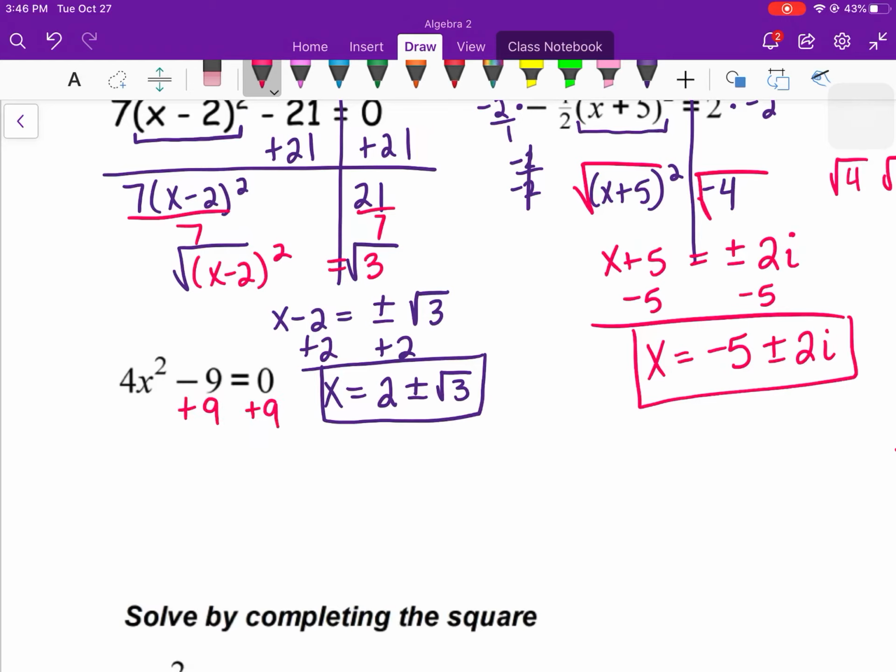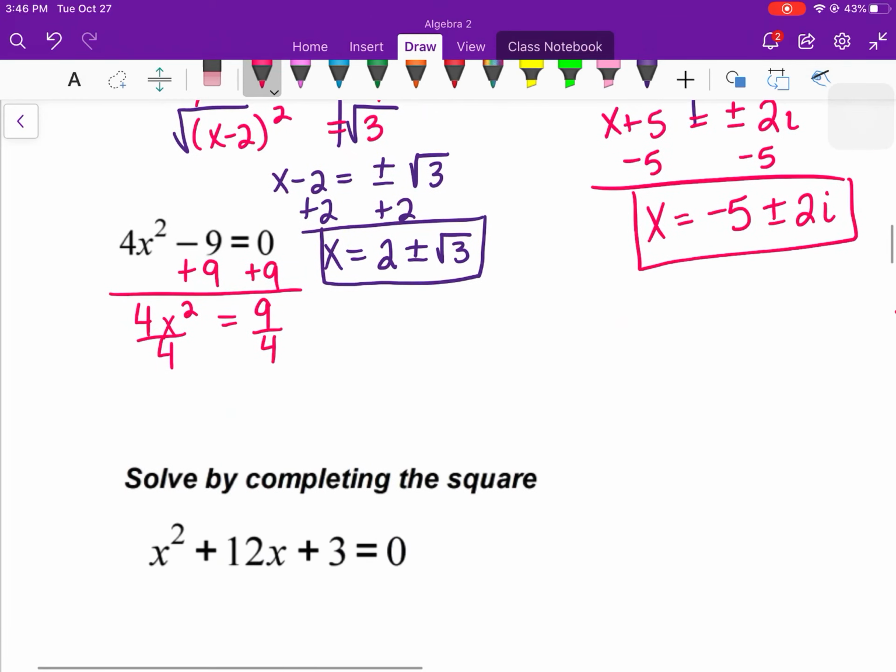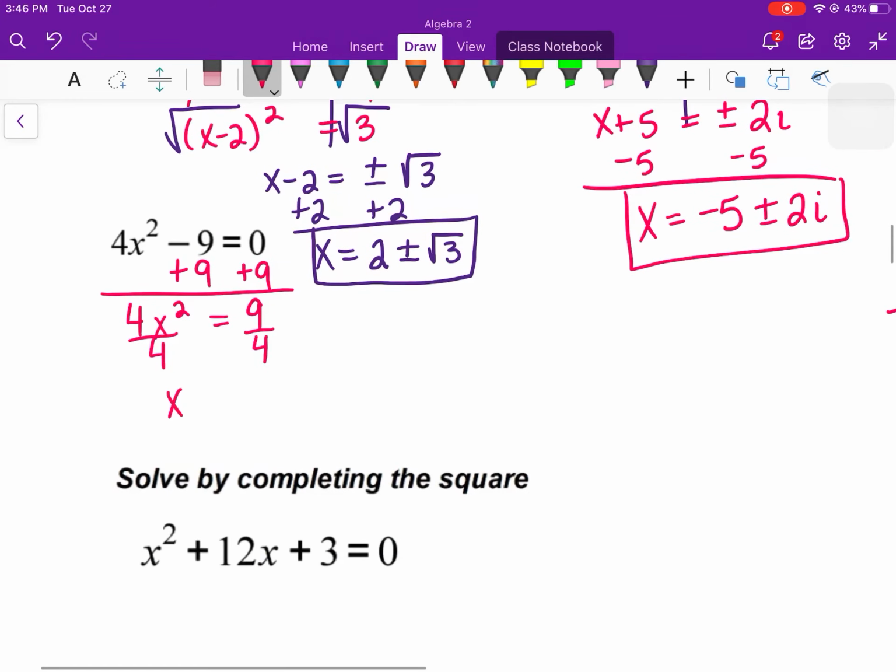The last one, if you add 9 to both sides, and then you divide by 4 to get the x squared by itself. Except that 9/4 gives me a decimal, so I'm going to leave it as a fraction, 9/4.